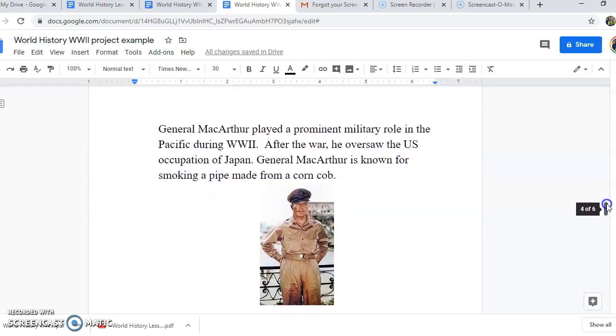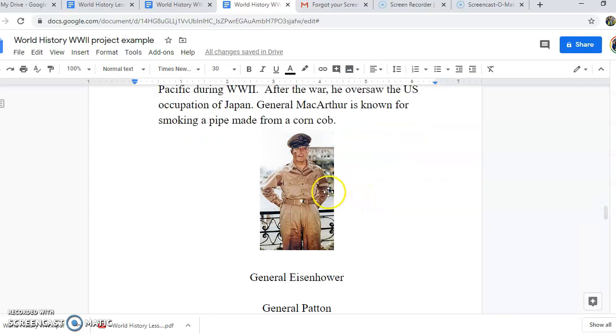Here is General MacArthur. So General MacArthur played a prominent role in the Pacific during World War II, which means he led battles against the Japanese. After the war, he oversaw the U.S. occupation of Japan. So once the war ended and the U.S. kept troops over in the Pacific and Japan, General MacArthur was in charge of that. He is known for smoking a pipe made from a corncob. So the image I included shows him smoking his corncob pipe.